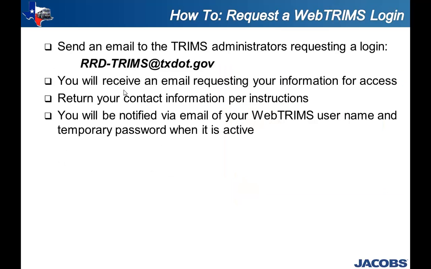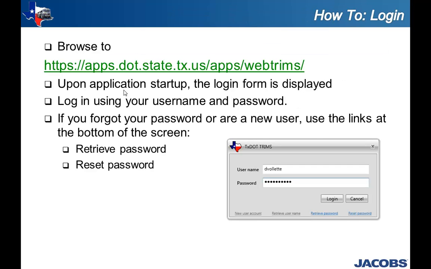In order to get a login to Web TRIMS, please send an email to the rrd-trims@txdot.gov administrator's email requesting a login. You'll get an email back asking you for some contact details, and once you've taken care of that, you'll get a final email with your username and your temporary password. Once you've created a real password, just follow the email instructions and browse to the URL shown here to log into the application.